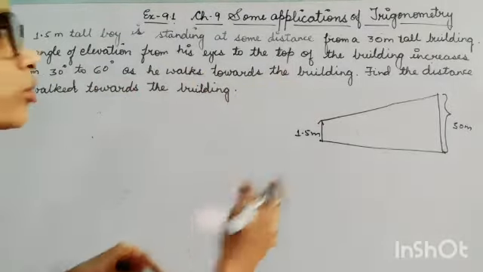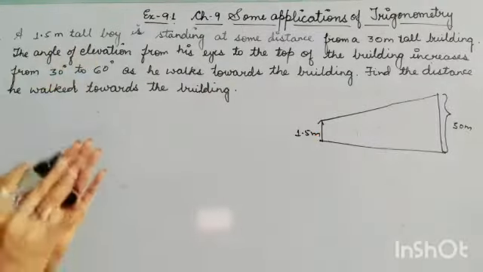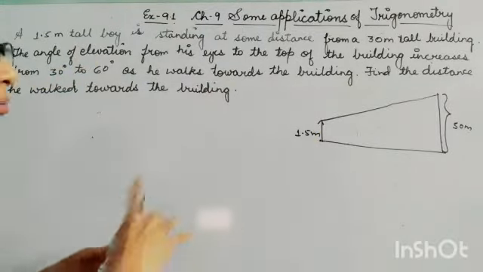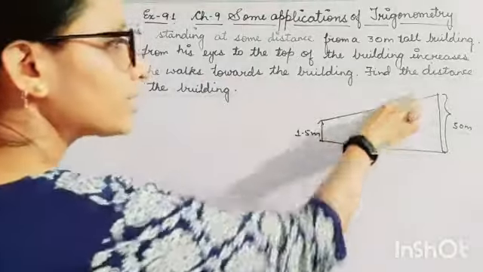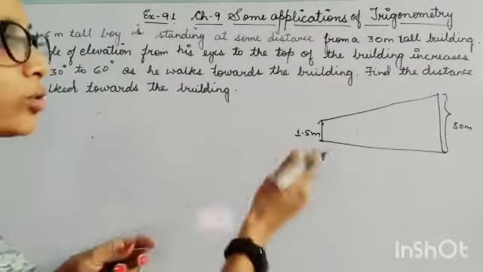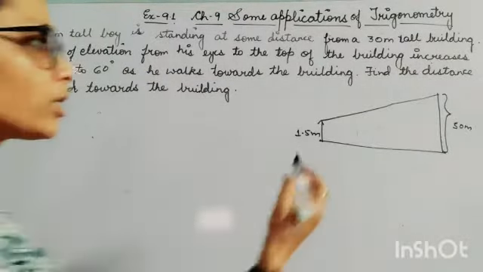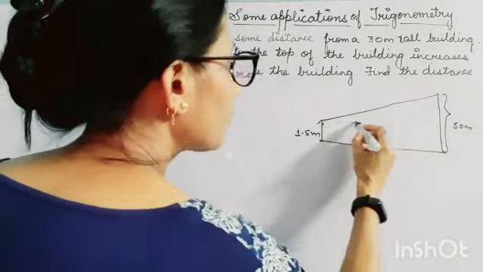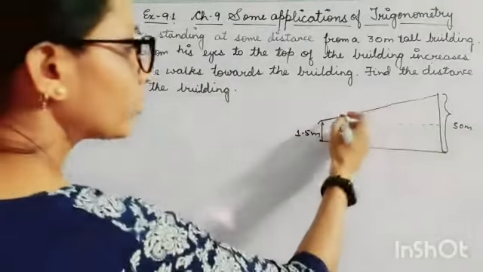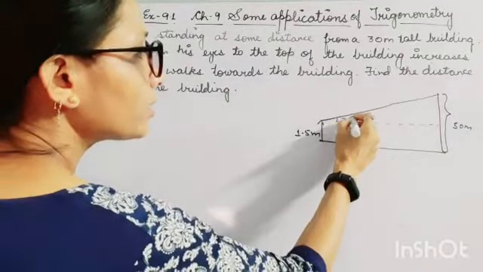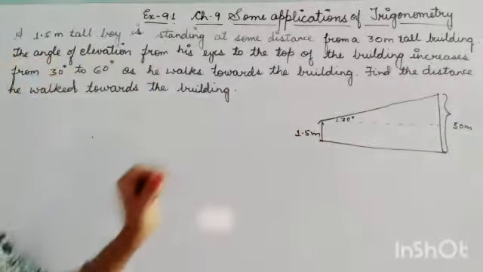So first of all, you know that the angle of elevation is made by the line of sight and the horizontal line. Here the horizontal line is missing, so I'll draw a parallel line. This is now your horizontal line and this is your line of sight. It is making 30 degrees when the boy is standing here.